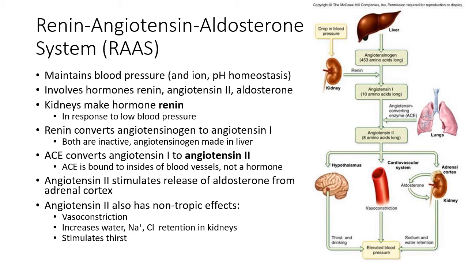Angiotensin 2 also has direct effects on the kidneys to increase the retention of sodium chloride in water. That's not as significant as aldosterone's effects, but is still present. And the last thing angiotensin 2 does is stimulate thirst. So it makes you feel thirsty, so you'll go drink water. Then since you're drinking water and retaining urine, your blood volume is going to start going up, which raises your blood pressure. So overall, the RAAS is a really important part of how the body is controlling blood pressure in the long term.